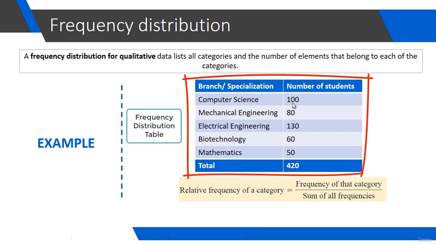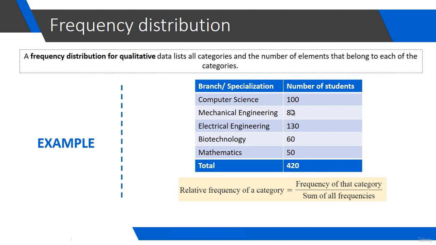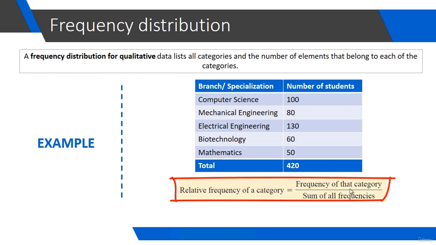So the raw data would be student name, in front of that is written the branch to which that student belongs, and we have this list for 420 students, and we summarize that data as how many students belong to each group. Once we have assigned these frequencies, we can also find out the relative frequency of each category using this formula, that is frequency of that category divided by sum of all frequencies.